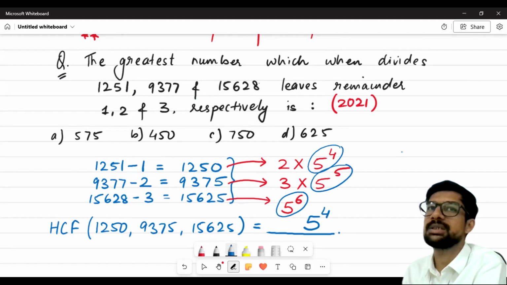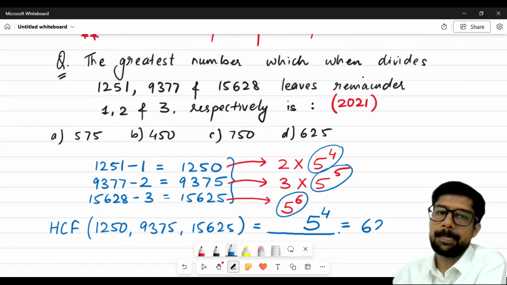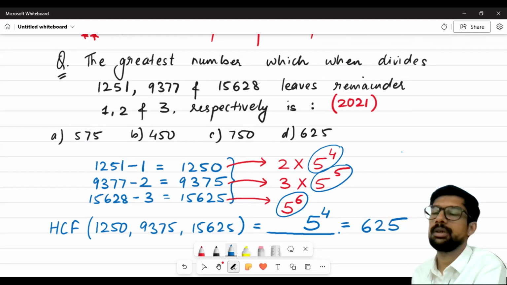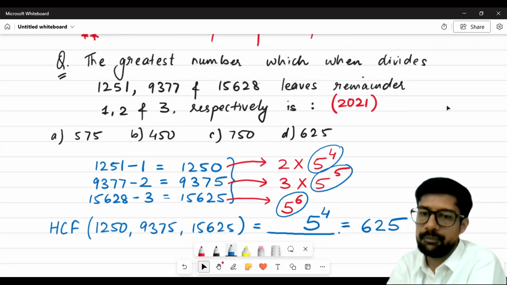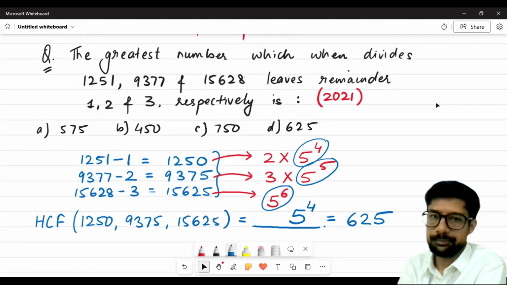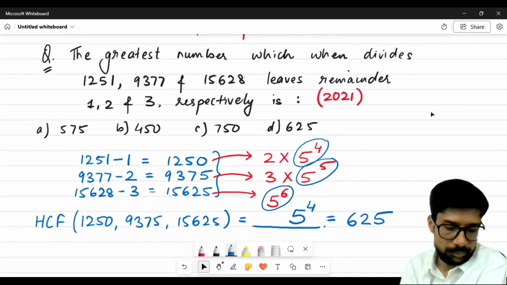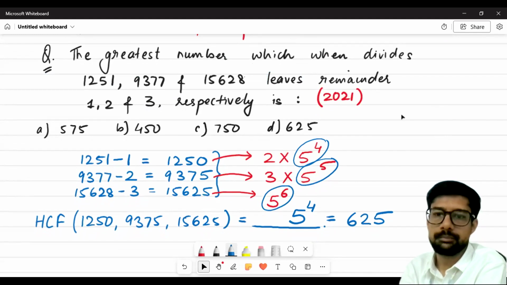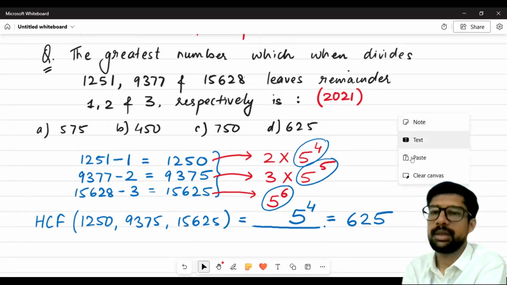HCF में we took the small powers na, of the common numbers. And that is how much? 625. Okay. So get this variety in your range, huh? If it comes up. Okay, next range.